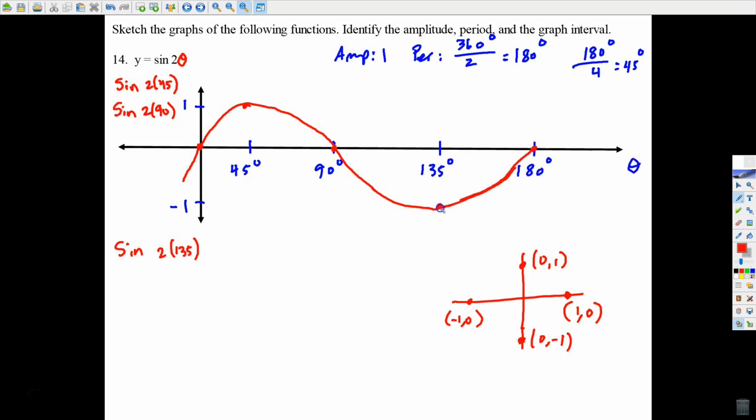All right, so we'll just come up through this and connect our dots. Something like this, it'll go up to 1 and then head back down. It's going to go down to negative 1, but then head back up. But that's the rough sketch of this particular graph for number 14.